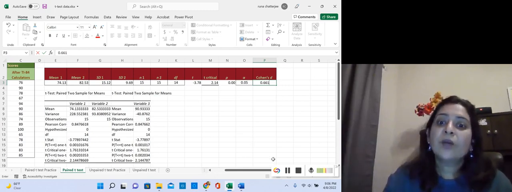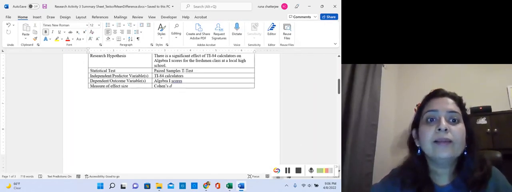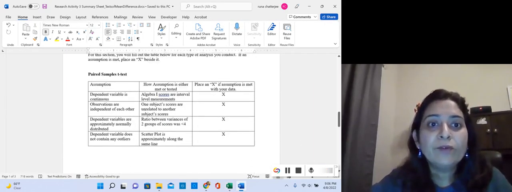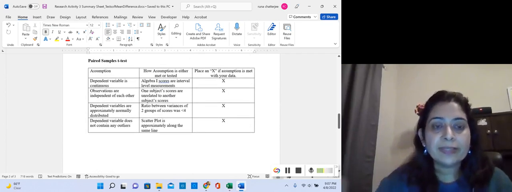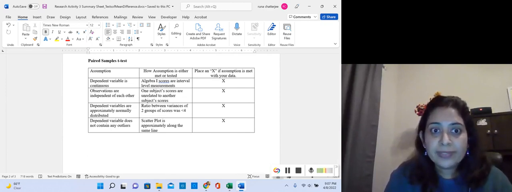distributions. Going back to our planning sheet, and we will quickly look at the assumptions that we made for our paired samples test. We assume that dependent variable is continuous, and they are because Algebra 1 scores are interval level measurements. Observations are independent of each other. One subject's scores were unrelated to another subject's scores. Dependent variables are approximately normally distributed.